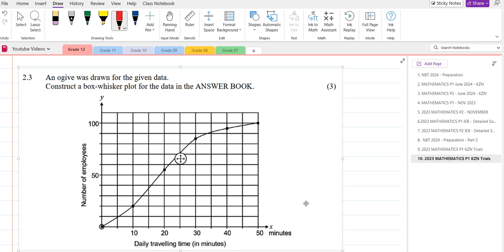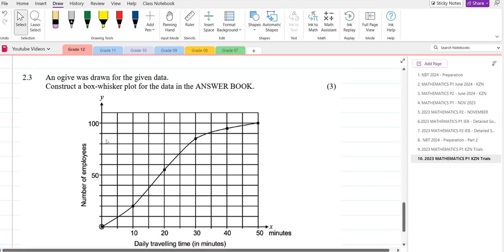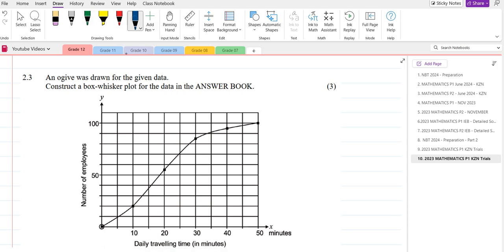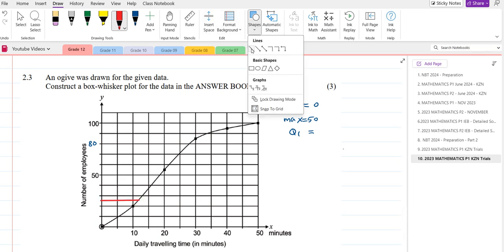To find Q1, we're going to go to the percentile and get an estimated value from the ogive. Remember the minimum is 0. The maximum is 50. Now I'm finding Q1. Q1 is the 25th percentile. Where's the 25th percentile? It's halfway between 0 and 50, so 25 should be here. So my Q1 is reading the values down.